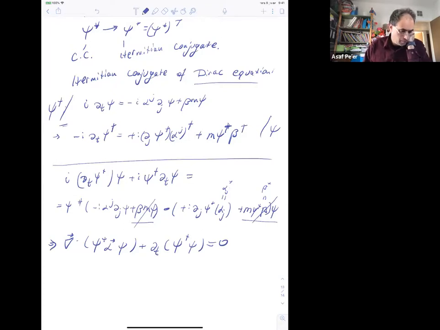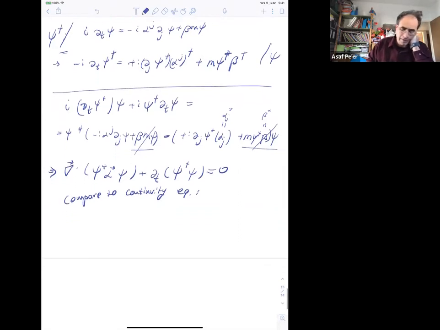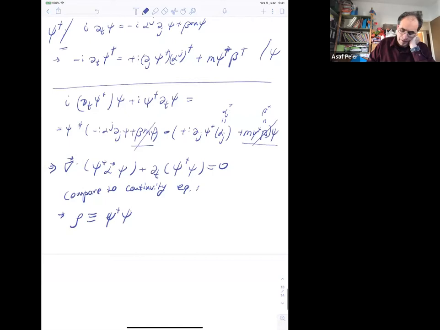Cool. So if we compare that to the continuity equation, we can identify the probability density and the probability current density of the Dirac spinor. Then we can define ρ as ψ†ψ. That's the probability density. And J as ψ†αψ as the probability current density.